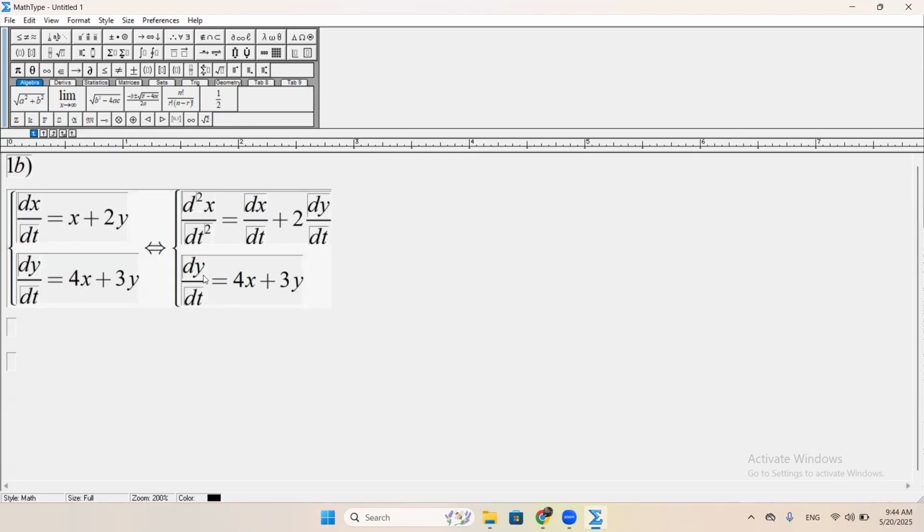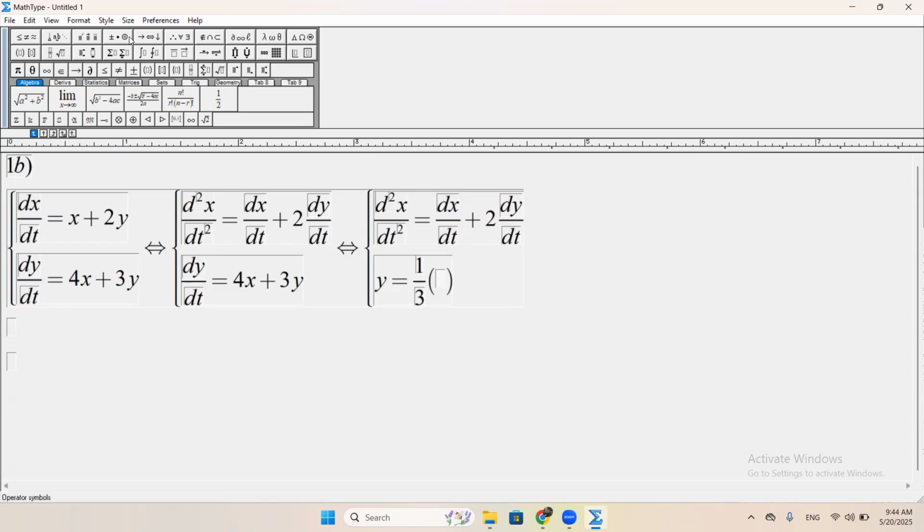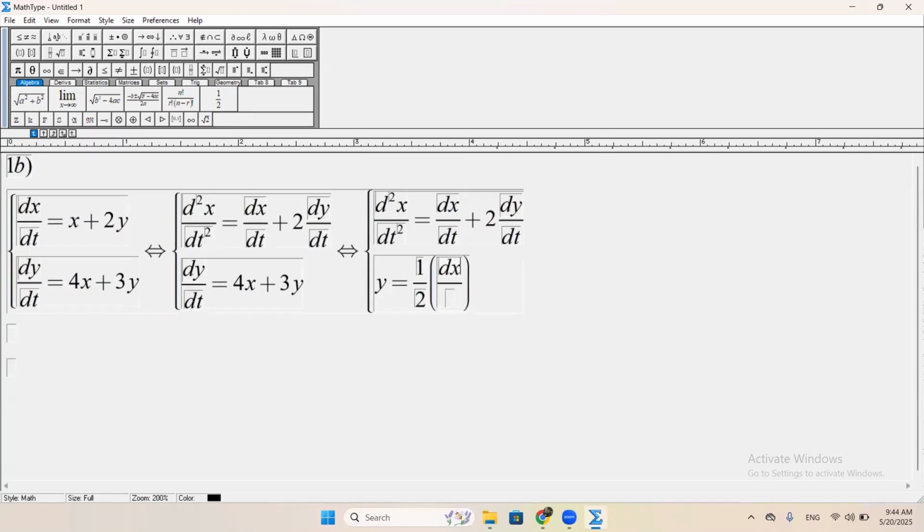And now I will express y. So y will be expressed from this equation. So y equals 1/2 dx by dt minus x.